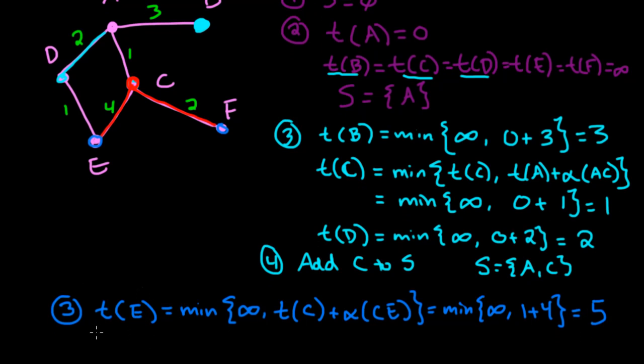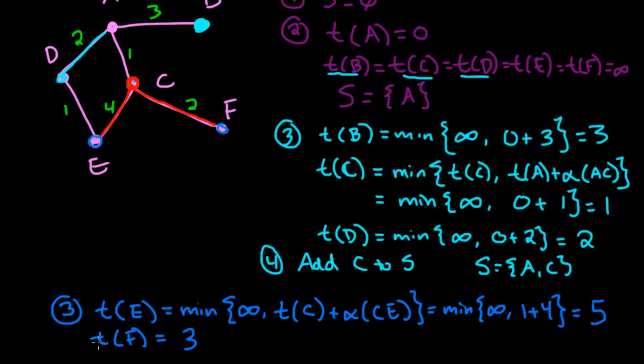Okay, and finally, we're going to take T of F, and we should be able to see that it will be the minimum between infinity, what this label used to be, and the label of 1, which got us to C, plus this next label, which gets us to F. So that's the minimum between infinity and 3, and so we get 3. So really I'm just doing this step again for vertex F, and I get the answer is 3 for this.